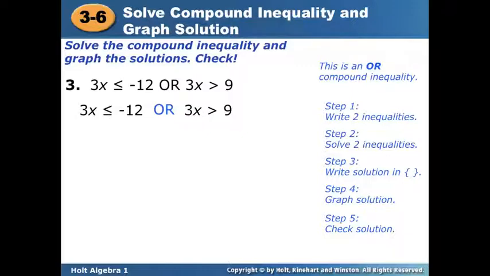For the first inequality, we'll need to divide by 3. Notice there is a negative in our problem, however, we will not flip the direction of our inequality symbol. It's only when you multiply or divide by a negative, and we have divided by a positive. So we get x is less than or equal to -4. For the second inequality, you will also divide by 3. We find our solution is x is greater than 3.